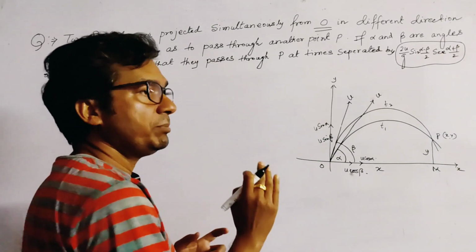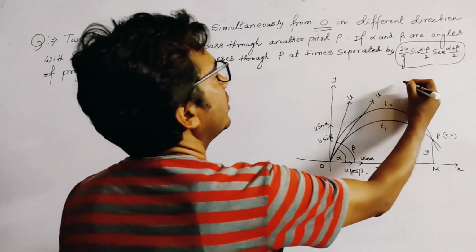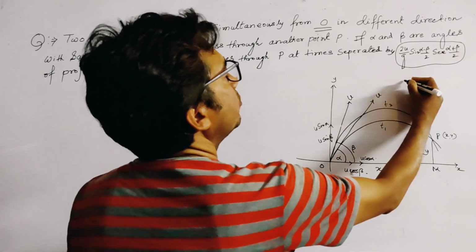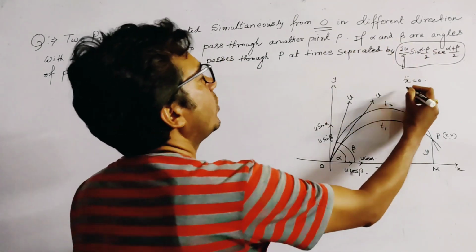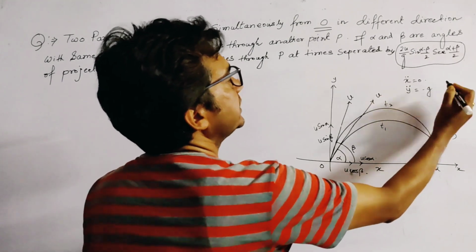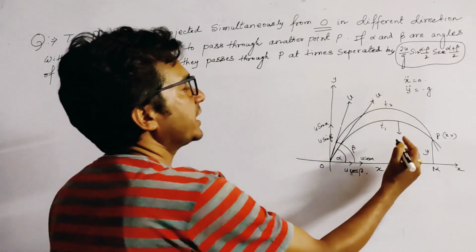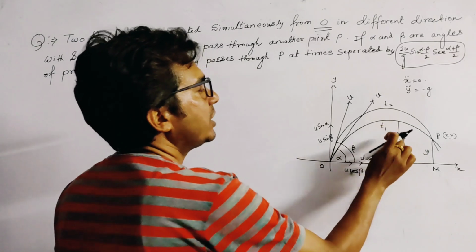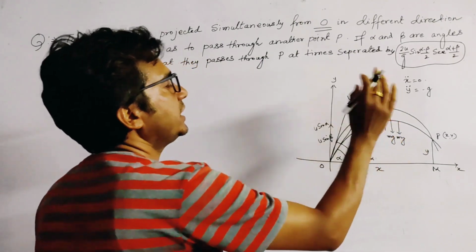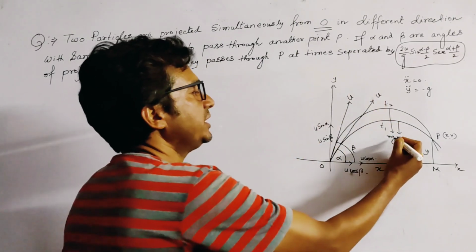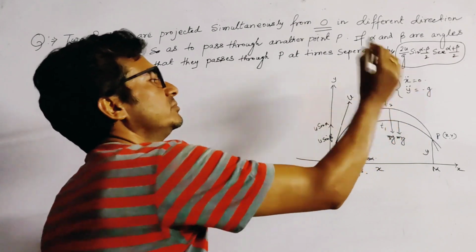For both the particles, if we write the equation of motion, there is no acceleration along the x axis. That is, for both the particles x double dot is equal to 0, and for both the particles y double dot must be equal to minus g, because at any point there is only one force acting in the downward direction, this is mg for both the particles. If the mass of this particle is m, and this is also mg, or it may be m1g and m2g, but the equation of motion is the same, right?